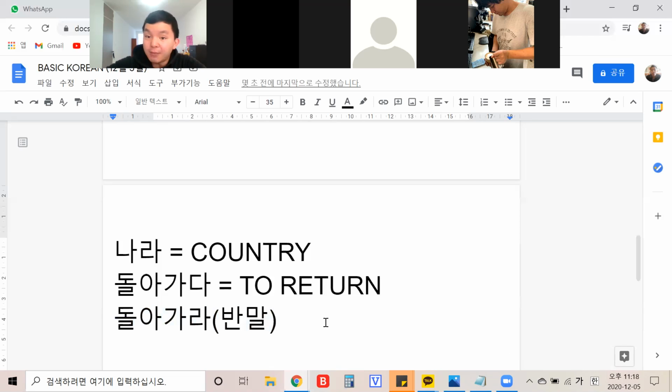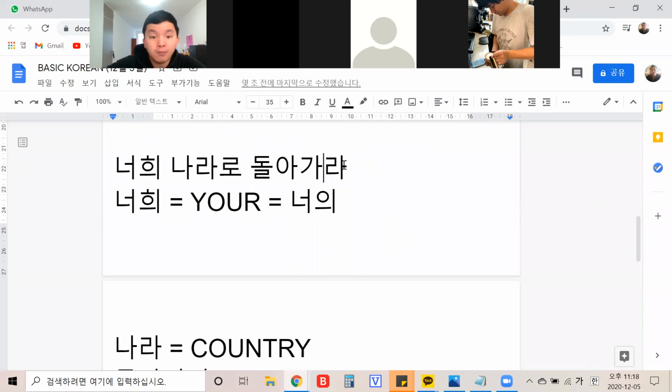Yeah. 반말 is very, very informal, we can even put that as slang, actually. So it depends on who you're using it with. People can get offended, so I recommend using this one only with your friends. So 돌아가라. If I change to the polite way, it will be 돌아가세요, which means please go back. But when we say this sentence, go back to your country, we're not going to be polite. That's the meaning here. Okay.